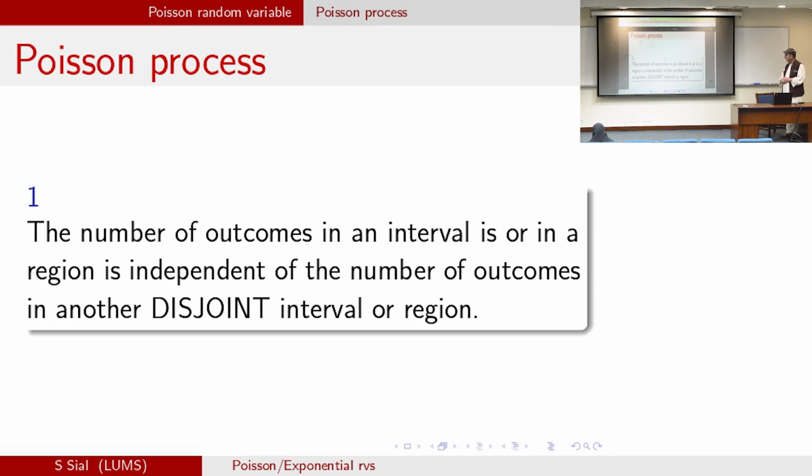What we're supposing here is that if we're looking at disjoint intervals, or we're breaking up an area into disjoint pieces, then the number of outcomes is going to be independent in each piece or each interval. So just because I got three emails in this hour, it doesn't tell me anything about how many emails in the next hour.